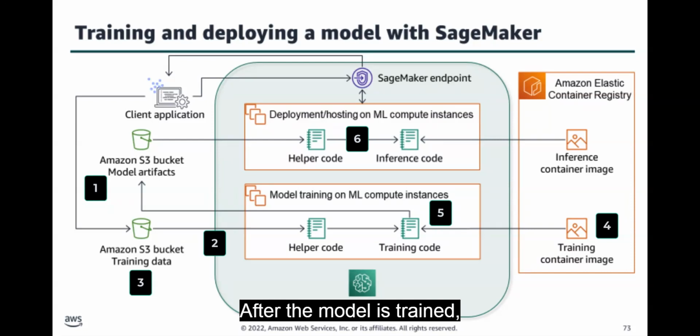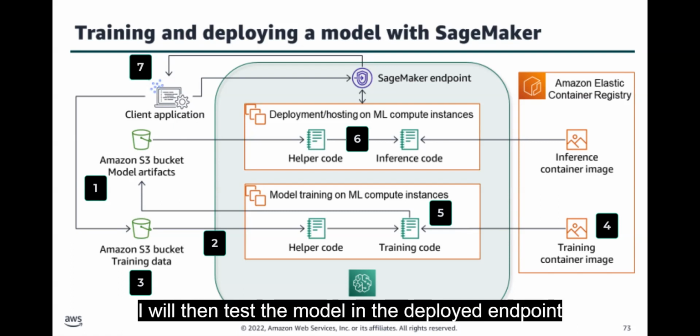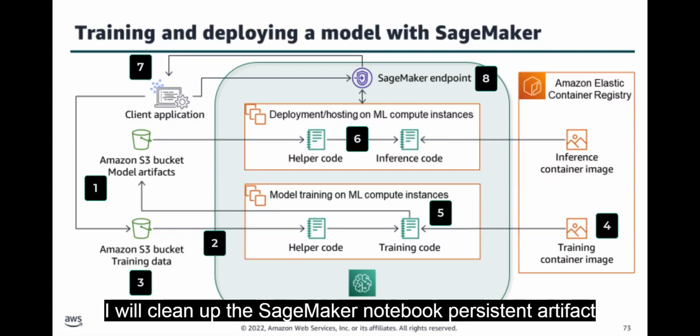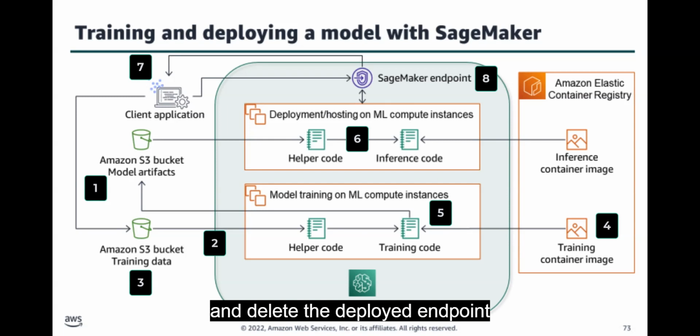After the model is trained, I will configure the HTTP endpoint by using SageMaker hosting services and deploy the trained model to it so that production applications can access the deployed model to perform inference. I will then test the model in the deployed endpoint with the validation dataset and assess the precision, recall, and F1 score of the model. Finally, after reviewing the metrics, I will clean up the SageMaker Notebook persistent artifact and delete the deployed endpoint so that I am no longer charged for using it.